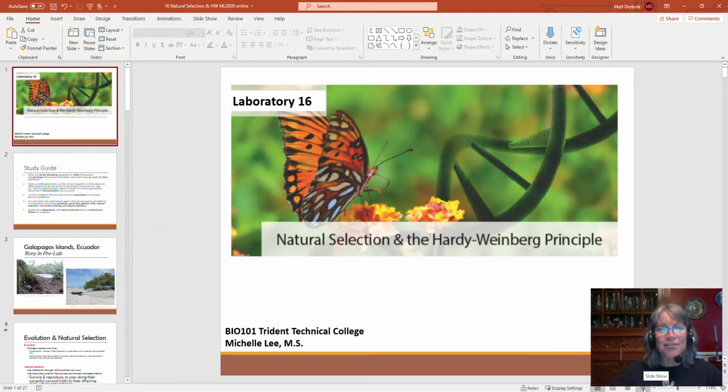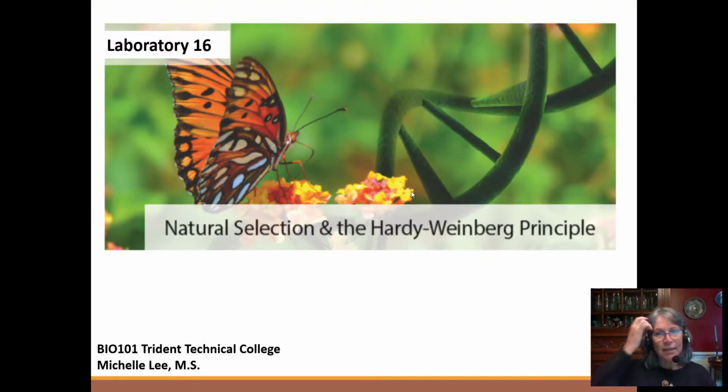This is on natural selection and the Hardy-Weinberg Principle, where we'll be using those Hardy-Weinberg criteria and equations to determine if a population is evolving or if it is in equilibrium, not evolving, not changing over time. So let's take a look here.